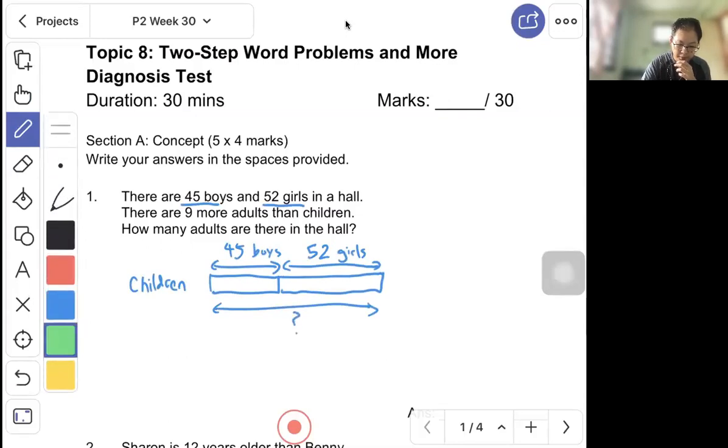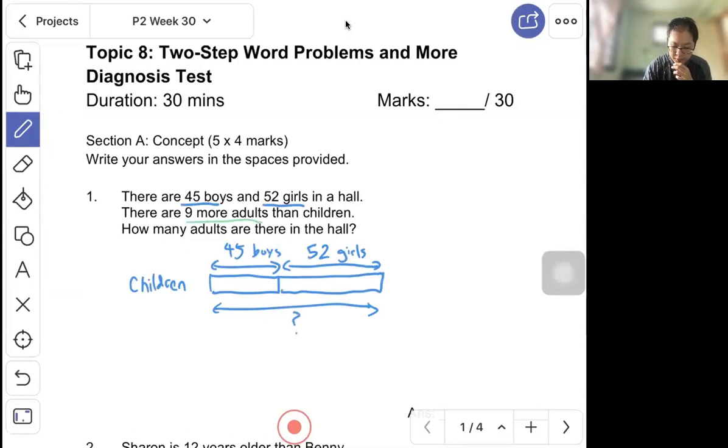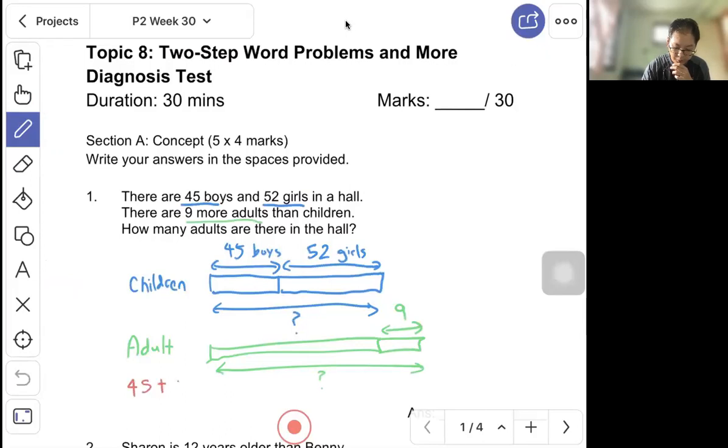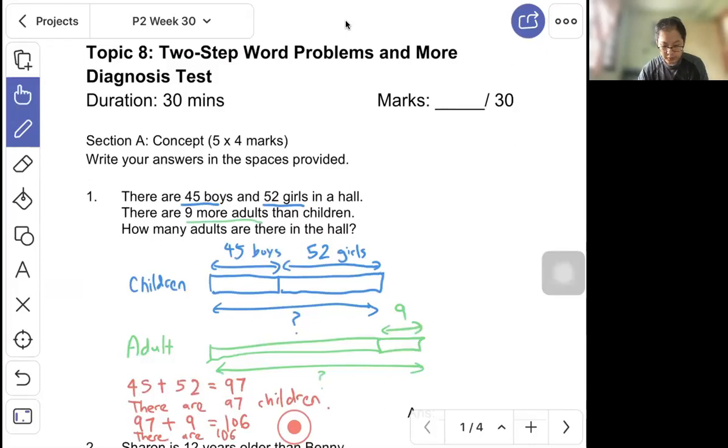Next, there are 9 more adults than children. So the adult bar is longer. There are 9 more. So first, let's find out how many children. Simply take 45 plus 52. That is 97. So there are 97 children. Next, I take 97 plus 9. So I get 106. There are 106 adults.